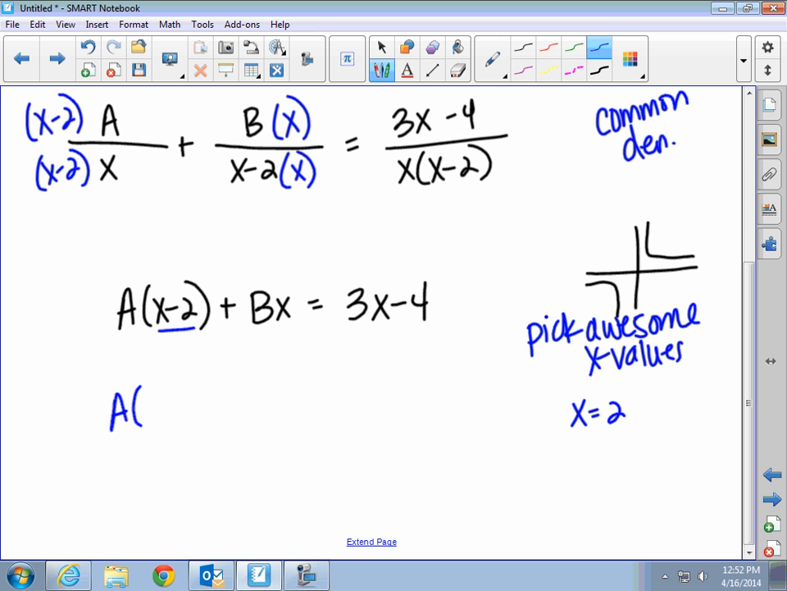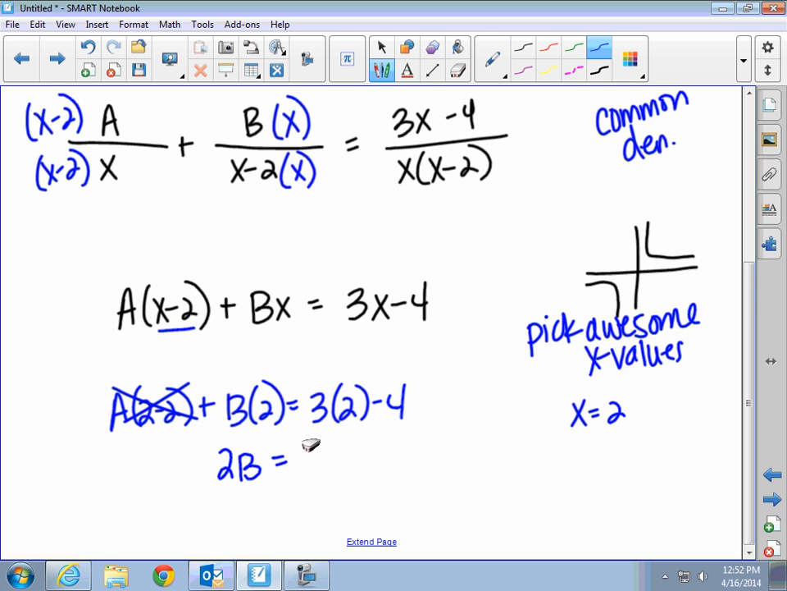Let's say a times 2 minus 2 plus b times 2 equals 3 times 2 minus 4. This is gone because it's 0. So 2b equals what? Now, you still have to get your a value. Pick another great x value. This time pick 0 because you want to get rid of the b.